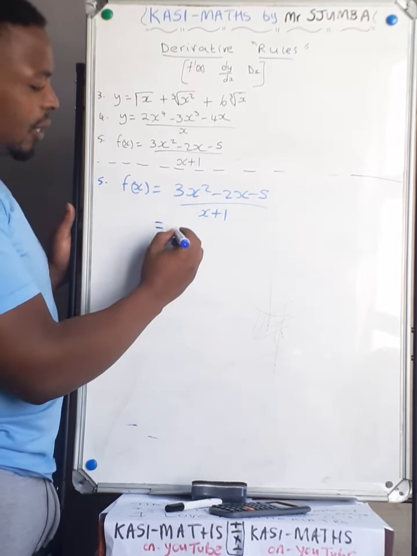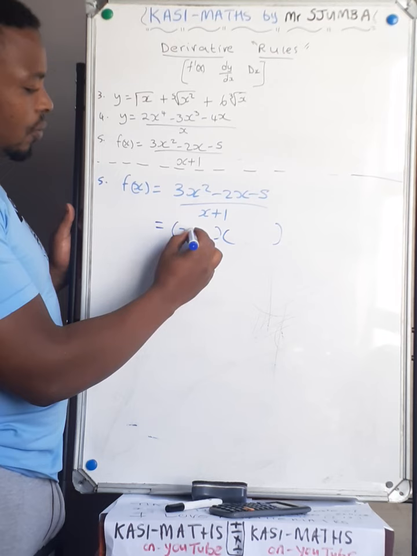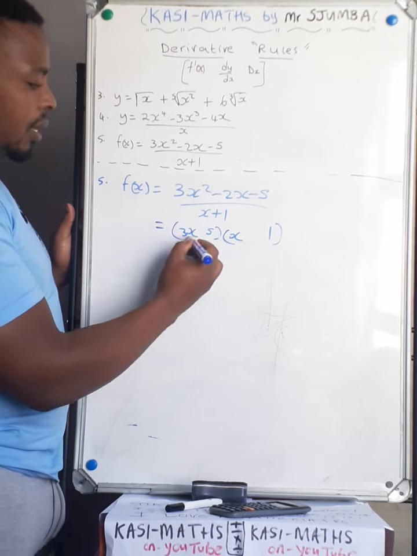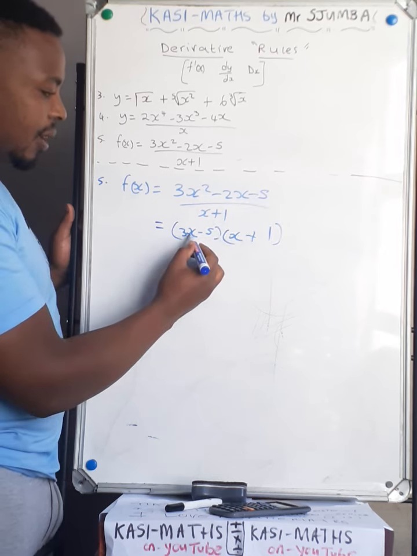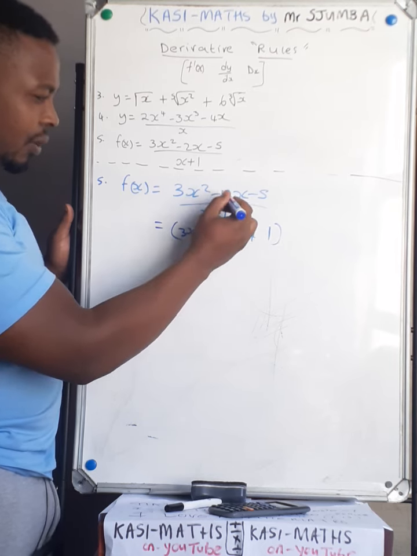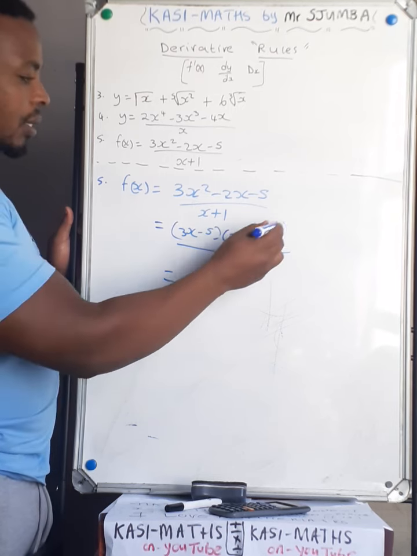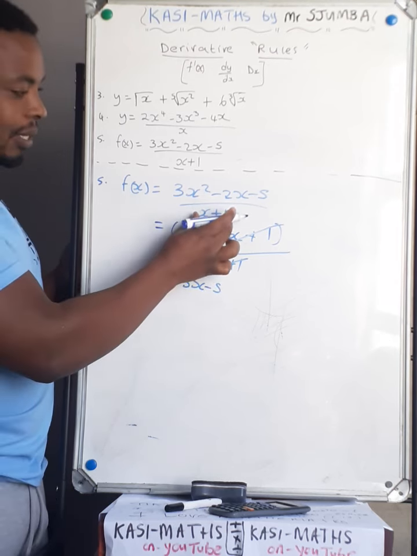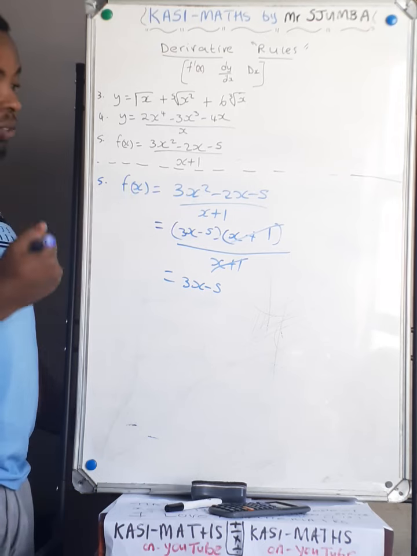So let's derive. We should factorize the numerator. 3x, x, then 5, 1, and then x plus 1, because 5 times 1 is 5. Then 3x squared, then 3x minus 5x, minus 5. All still divided by x plus 1. So that cancels that, and then we have 3x minus 5. In mathematics, you just factorize the numerator, then cancel.